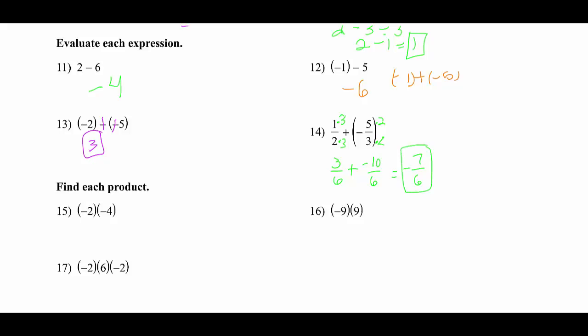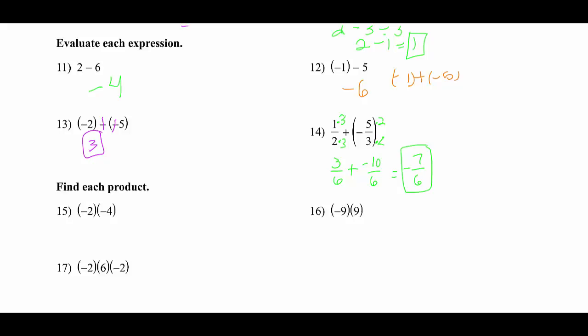Then we've got some products. So remember that having one negative when we multiply makes the whole thing negative. Having two negatives, they cancel out and make it positive. Or we could have 3 negatives even, and that would 2 of them would cancel and we'd have a negative left over.